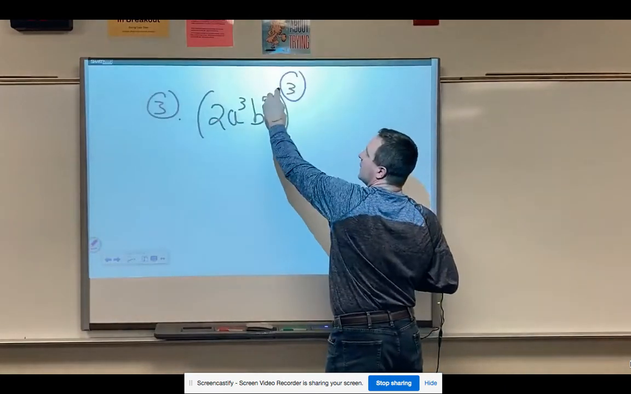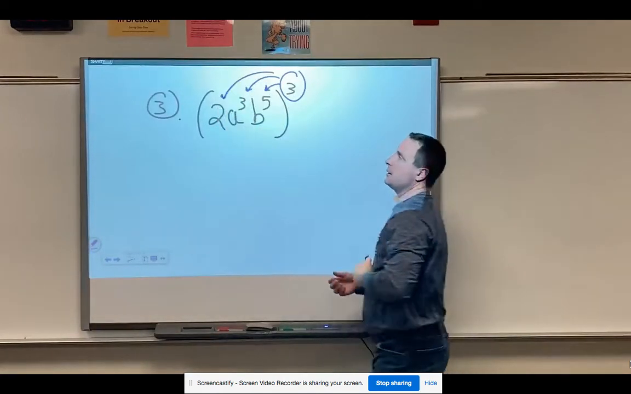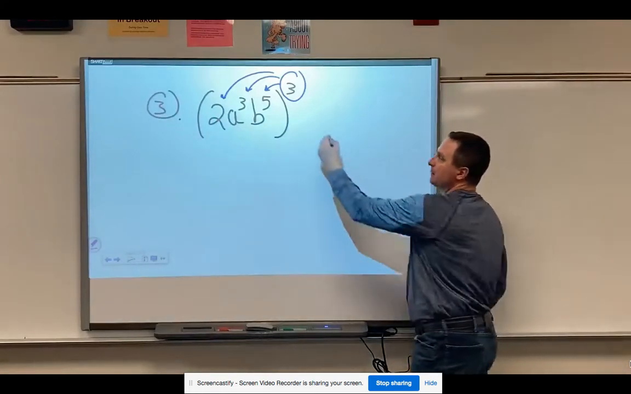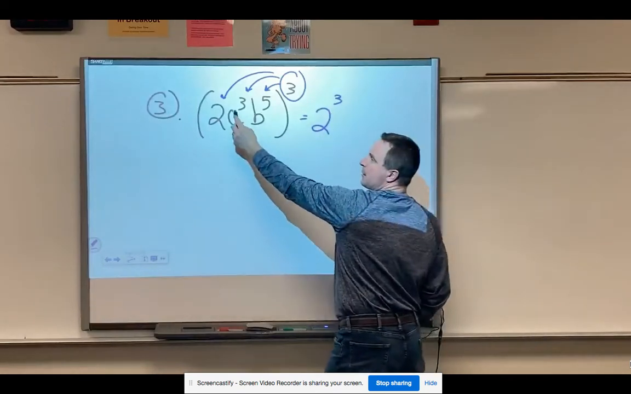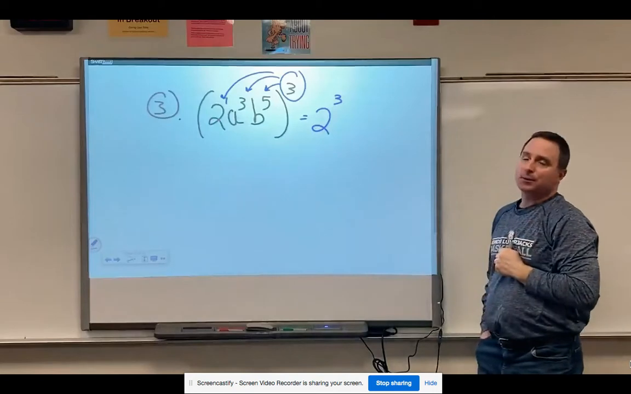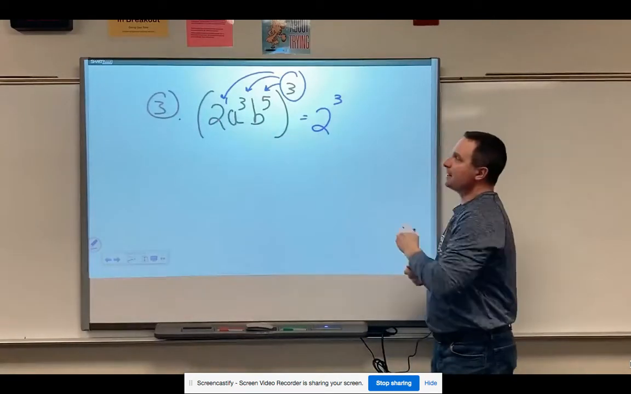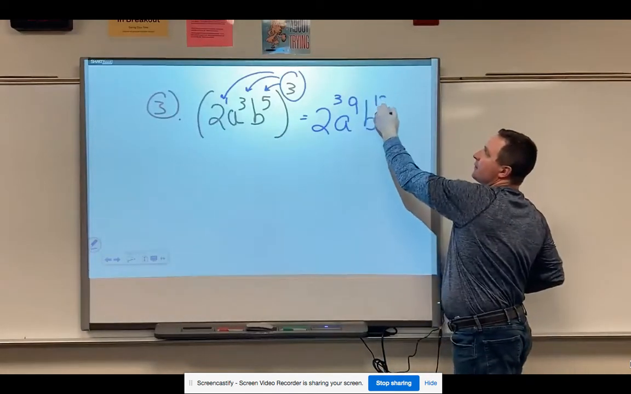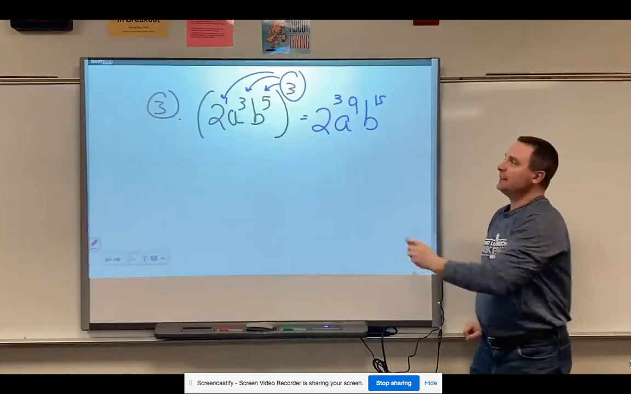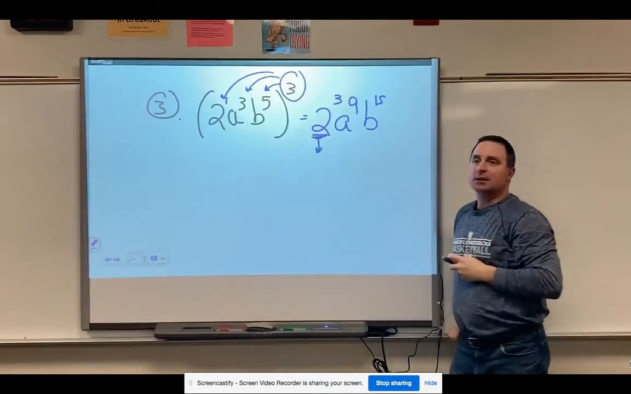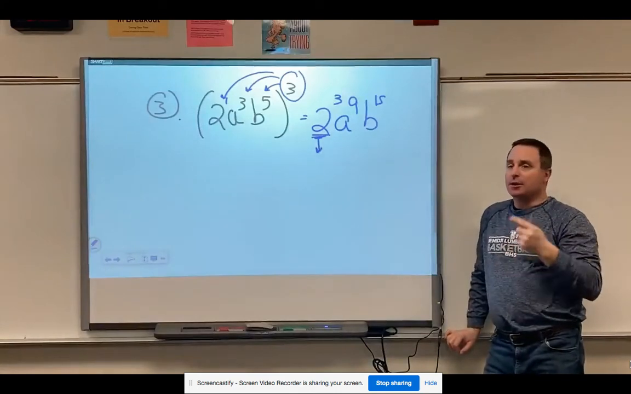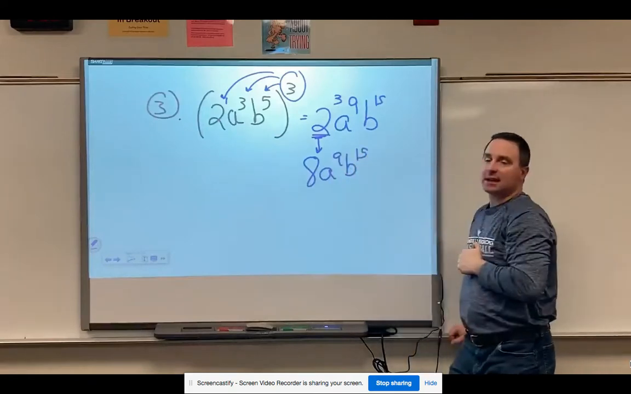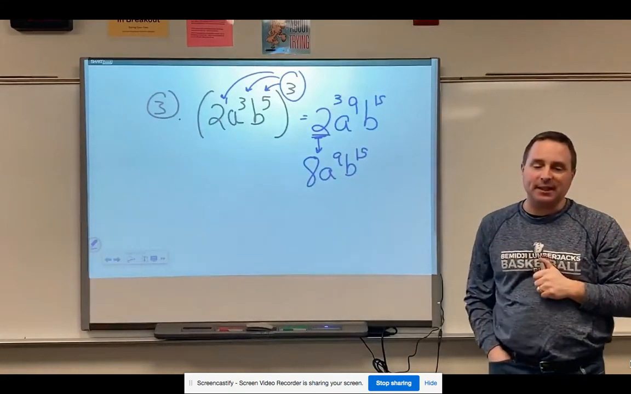This exponent out here. When it's on the outside, I think it's a really, really good idea to draw those arrows so you can see how it gets distributed, just like when you did the normal distributive property. We end up with 2 to the 3rd, because remember, this is a 1, and 1 times 3 is 3. A to the 3 times 3 is going to be a to the 9th. And then 5 times 3 is 15. And like I said a minute ago, anytime we have a number to a power, let's multiply it out, whether you use your calculator or 2 times 2 times 2 is 8. 8 a to the 9th, b to the 15th. There's an example of that second property.